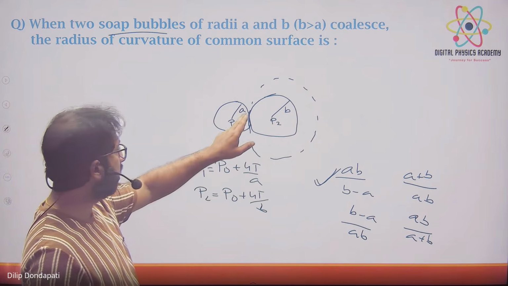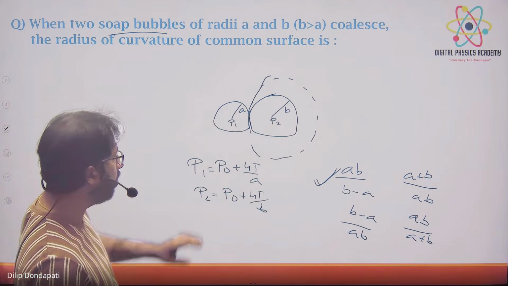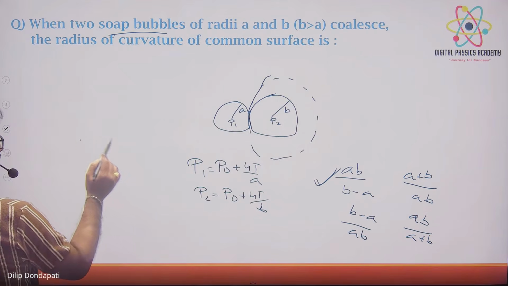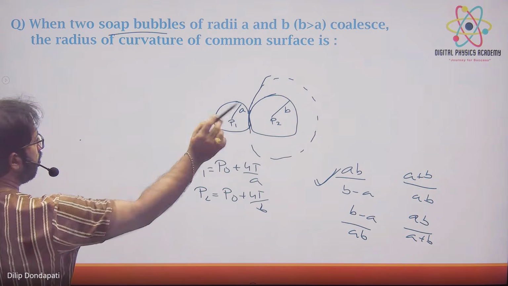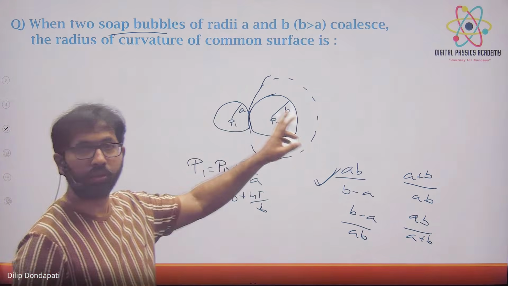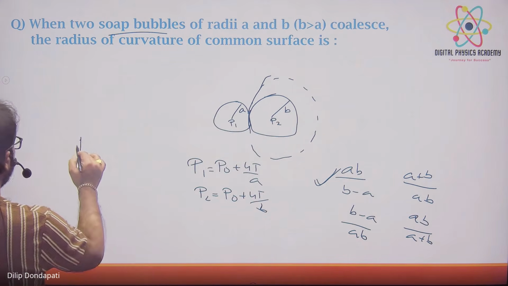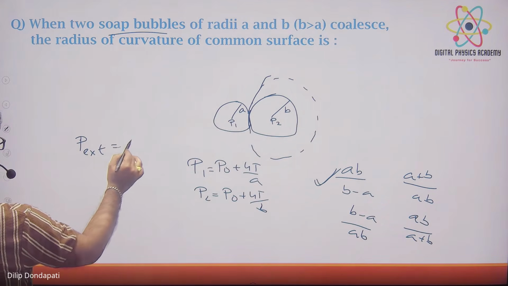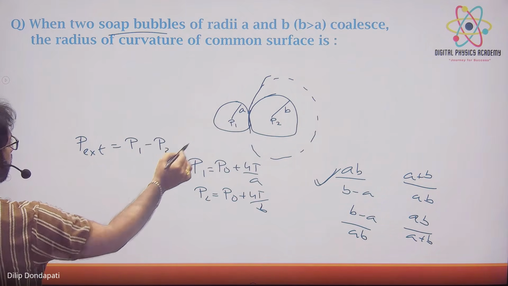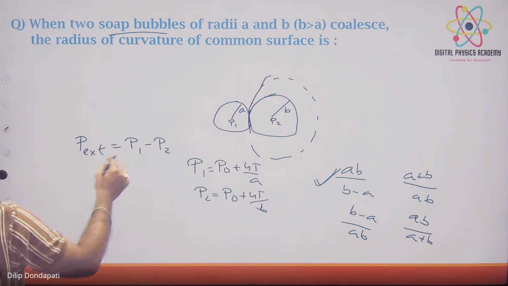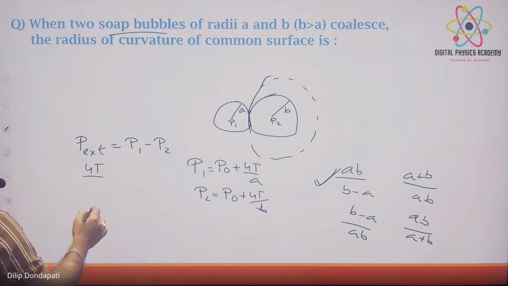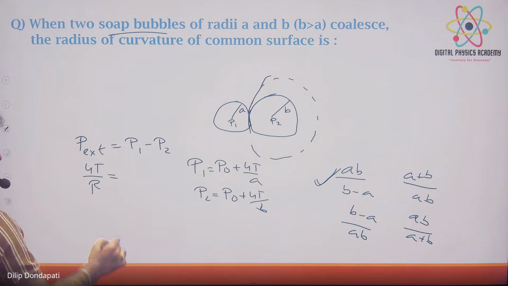और इसका प्रेशर कितना है? इस surface का excess pressure will be how much? Excess pressure will be how much? P1 minus P2, which is more pressure? Tell me, P1 P2 inside. P1 ज्यादा है. So external pressure will be equal to P1 minus P2. And external pressure कितना होगा? इसका pressure, total common surface का pressure is 4T by R is equal to P1 minus P2, separate करो.